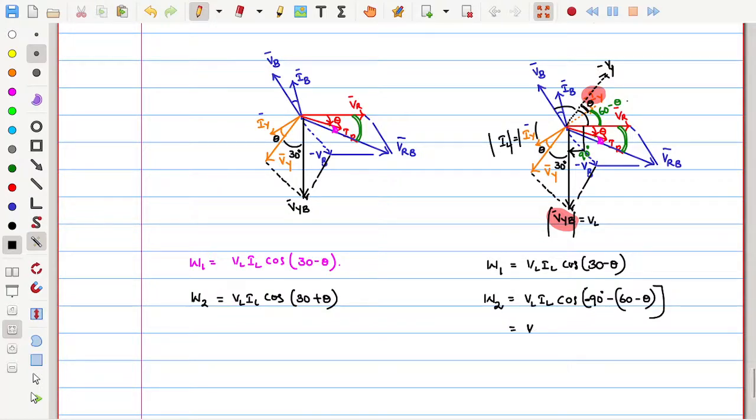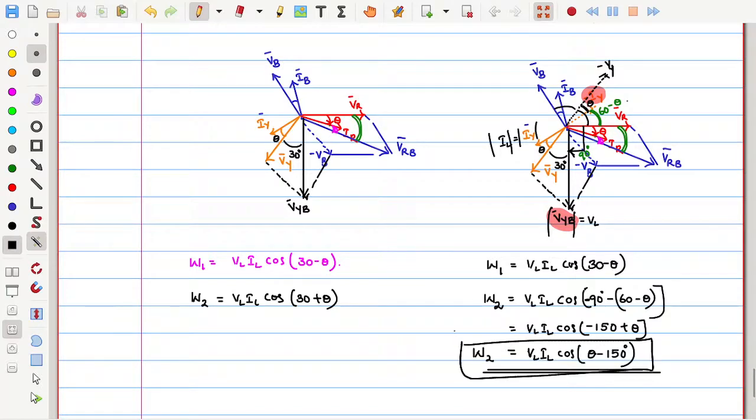So, VL IL cos of, how much we will get this? So, negative of minus 150 minus minus plus theta. So, VL IL cos of, you can say theta minus, it's your wish, theta minus 150. W2. Now see the difference between previous W2 and this W2. Because there is a phase shift in the W2, this W2 will give the negative reading.